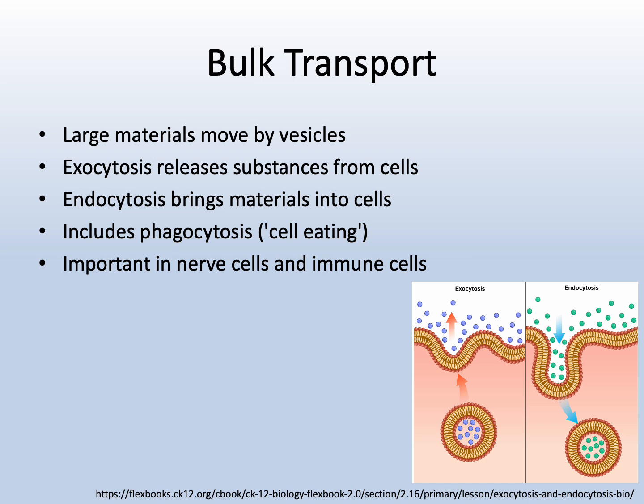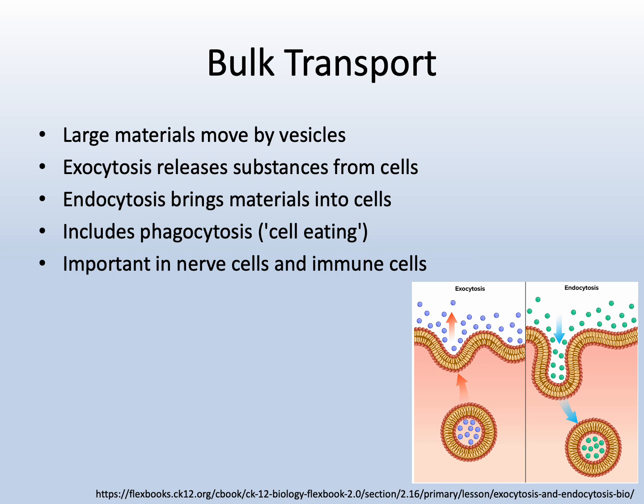When a cell needs to release materials, it uses a process called exocytosis. In exocytosis, vesicles inside the cell fuse with the plasma membrane and release their contents outside the cell. This is how cells can export things like proteins or signaling molecules. When a cell needs to bring materials in, it uses endocytosis. In this process, the cell membrane folds inward to engulf substances and form a vesicle inside the cell.